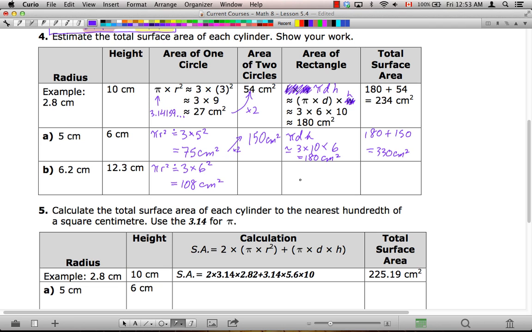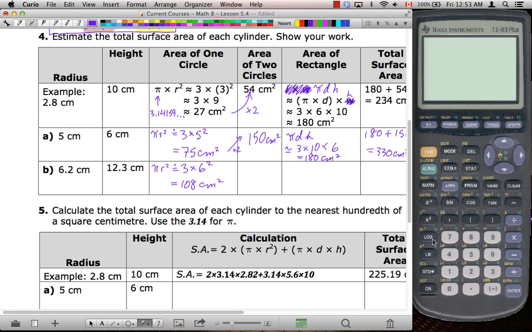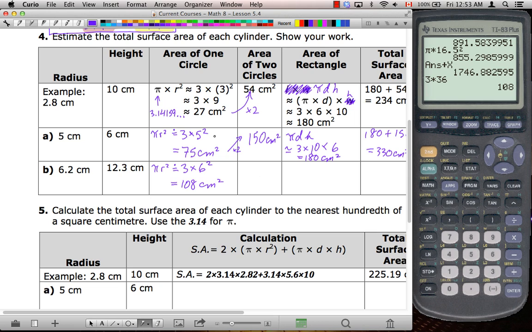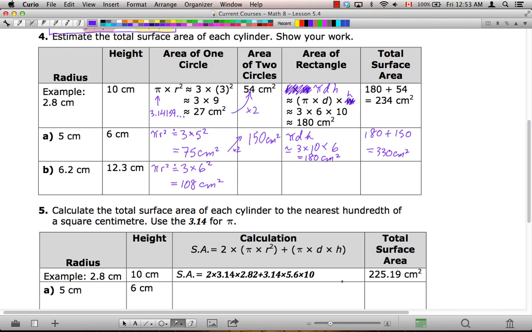Okay, and not that I would expect you to be able to do 3 times 36 in your head. You could certainly use your calculator for that. 3 times 36 will give you 108. And so now doubling this, multiplying by 2, you get 216 square centimeters.